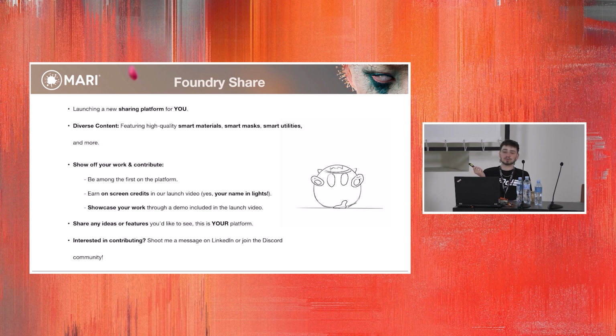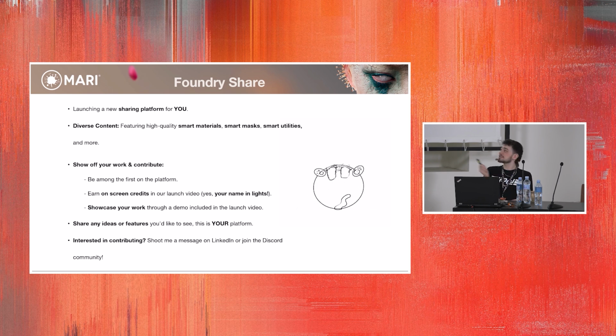There's also going to be a launch trailer. So if anyone wants to show off one of their smart materials on one asset that they made in the past, let's say you made a dragon and you want to show off a smart dragon material, you could make a video of that and we can show it off in the release trailer. So your name will be in lights and it's great exposure, and if you have time, it could be a good project. And at the end of the day, this is your platform, so if you have any feature requests, any ideas, please let us know.